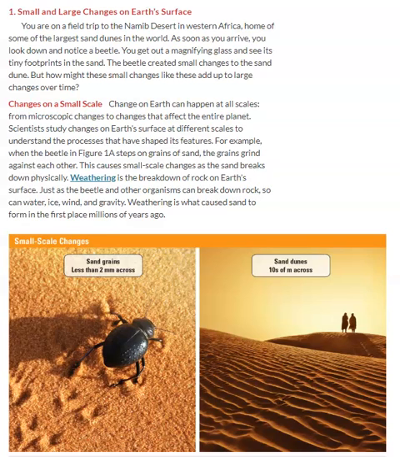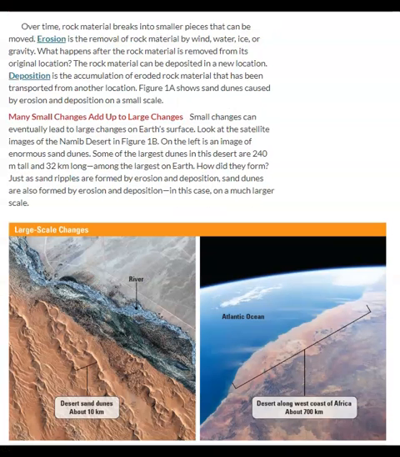Weathering is the breakdown of rock on Earth's surface. Just as the beetle and other organisms can break down rock, so can water, ice, wind, and gravity. Weathering is also what caused sand to form in the first place, millions of years ago. Over time, rock material breaks into smaller pieces that can be moved. Erosion is the removal of rock material by wind, water, ice, or gravity.